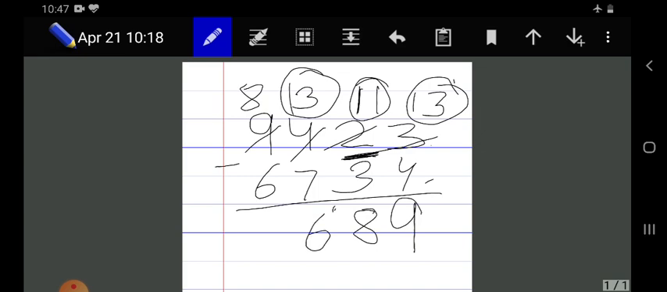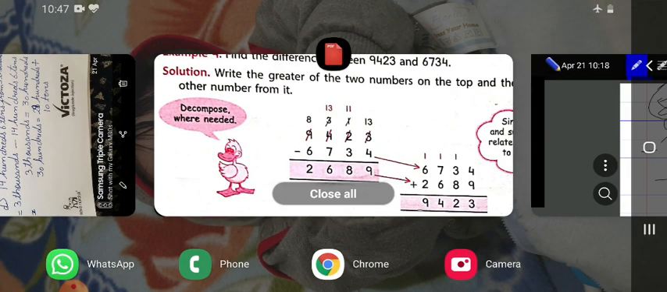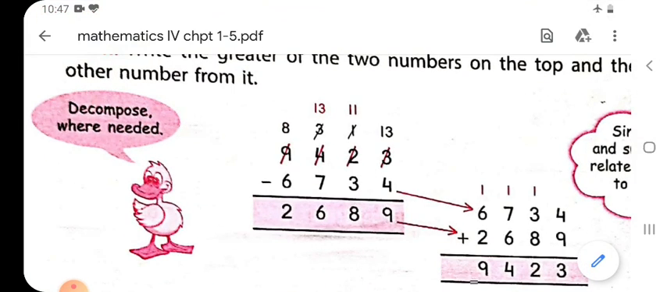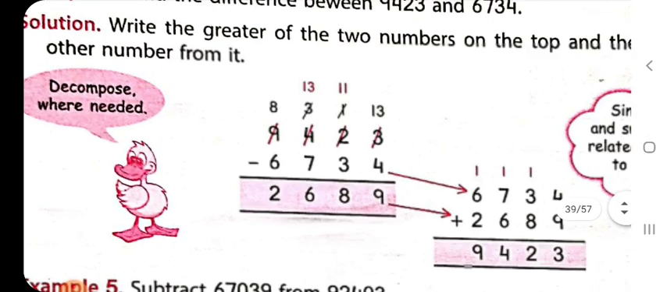Okay, now the 8 is here. 8 minus 6, is it possible? Yes, it is very much possible. So 8 minus 6 is equal to 2. So the answer is 2689. So the answer is here. Yes, it is correct. 2689.